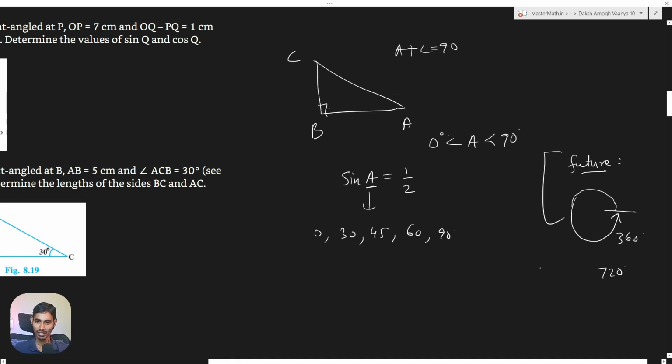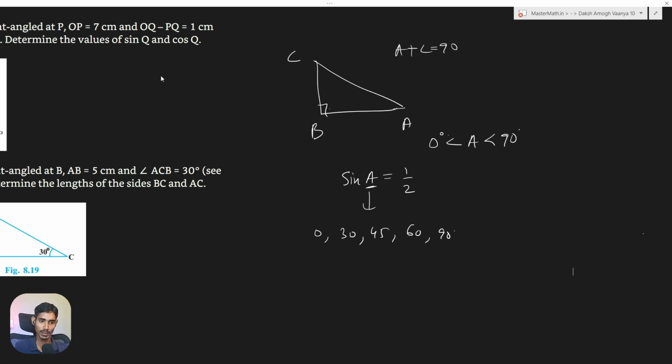Moreover, you can also have negative values. If you come downwards, this would be maybe minus 30. So you can have negative values, negative 180, negative 90, negative 45, all these values. But again, that's just to hint at it. For our level, we'll be having 0 to 90, and that too for these 5 specific angles.